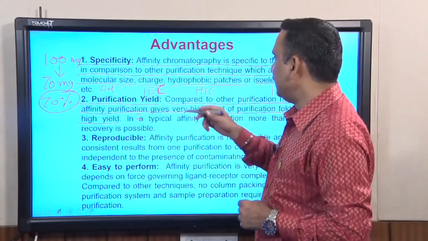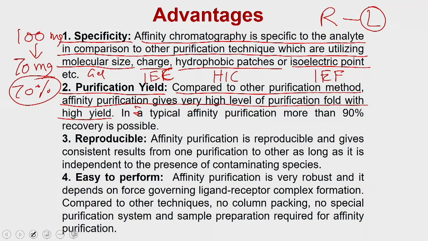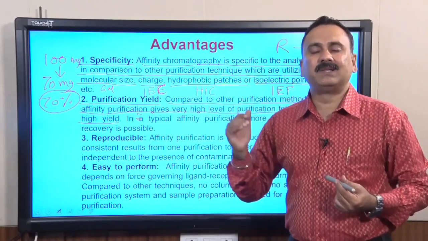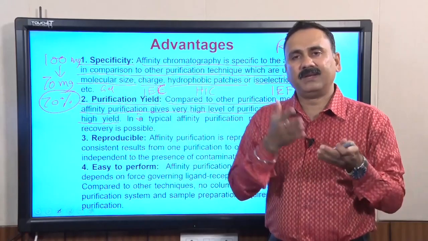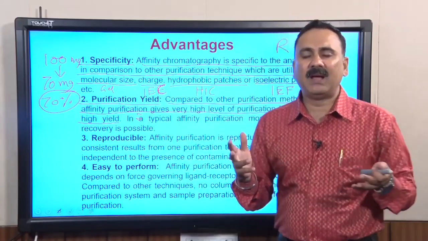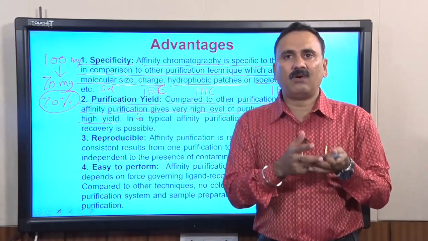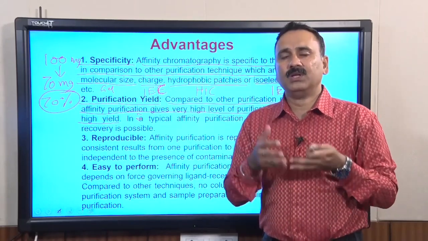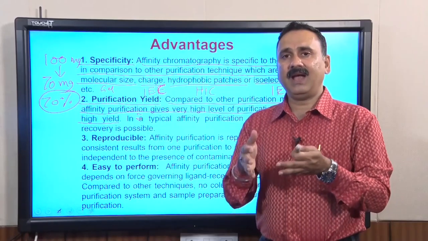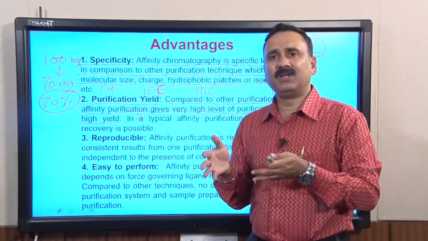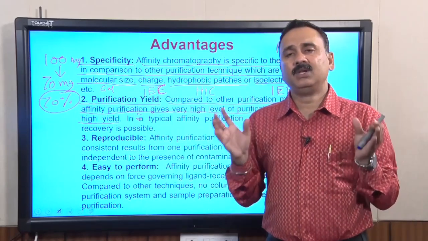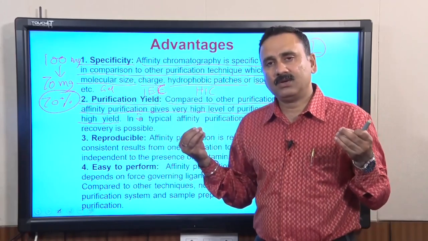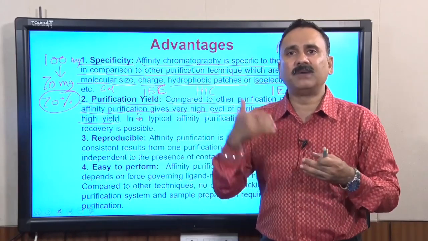So the yield is very high, which means you are going to have very few losses in the purification protocol. For example, if you use ion exchange chromatography, when you elute, the protein of your interest as well as the impurities are removed, and then you have to choose the fractions where the impurities are less and your protein is more. In this process, the fractions where your protein is less but the impurities are more, you have to discard, and you should not include those in the subsequent purification steps.